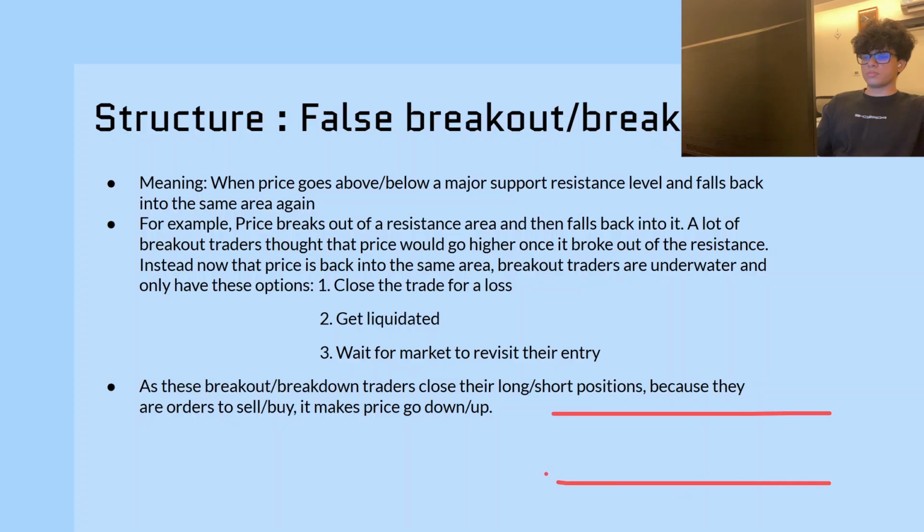For example, let's say this is support, price goes down, and the breakdown traders are like, oh no, price is going to go here. So they short this, but price comes back here, and they're like, oh shit, what do I do now? Price is back into the range. They close their short positions, which are in turn orders to buy. So what they're basically doing is buying at support by closing their position, which drives price up. It works the same way around.